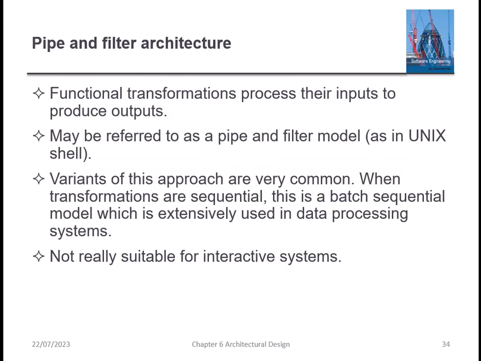Pipe and filter architecture: a functional transformation process that takes inputs and produces outputs may be referred to as a pipe and filter model. What does filter mean? Here core functionalities in one unit or subsystem operate on particular data, then the data is processed through pipe channels and goes to another filter, just like filtering water. What does a filtration plant do? Water comes in a pipe, is filtered, and goes into another pipe. Not really suitable for interactive systems.